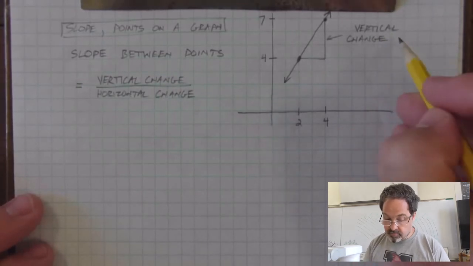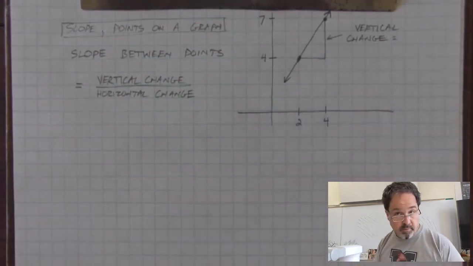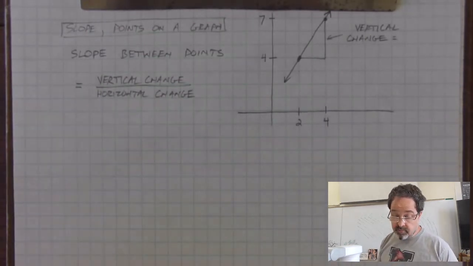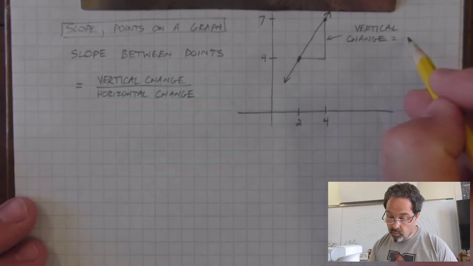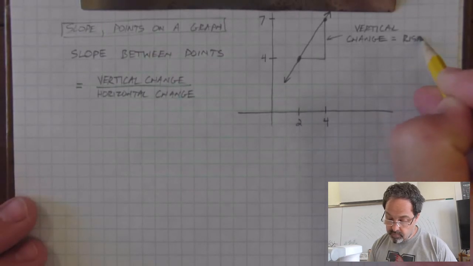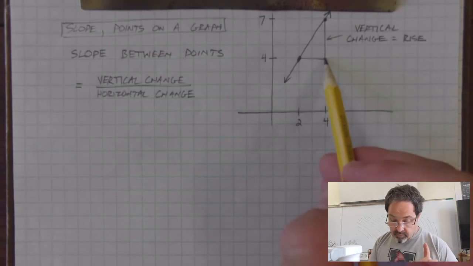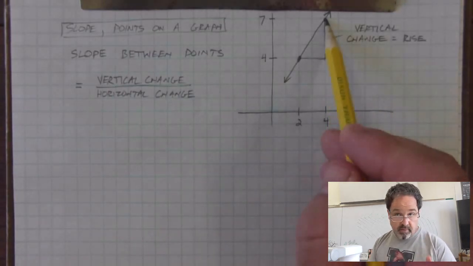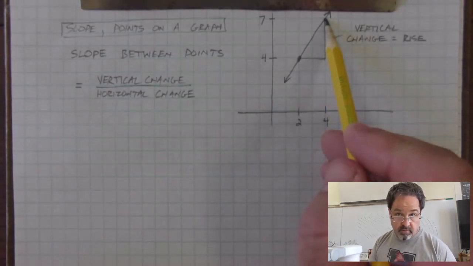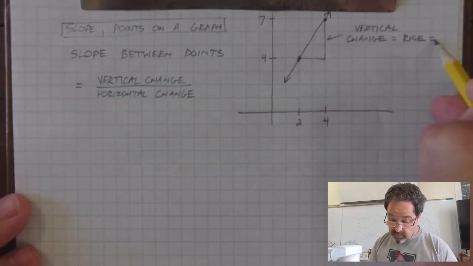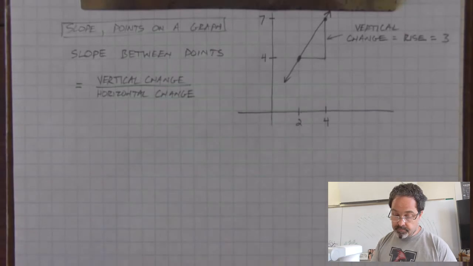Vertical change is kind of a complicated term. We have a simpler term that means the same thing as vertical change, the word rise. From 4, we had to rise by 3 to get to 7. So the rise, in this case, is equal to 3.